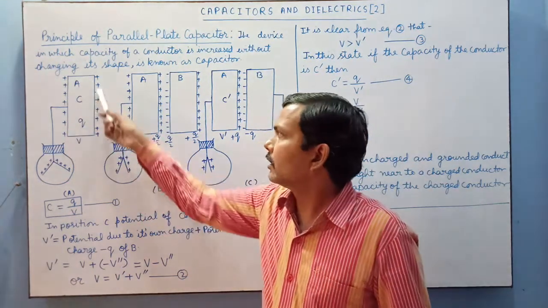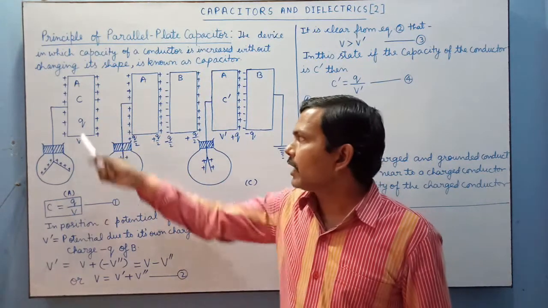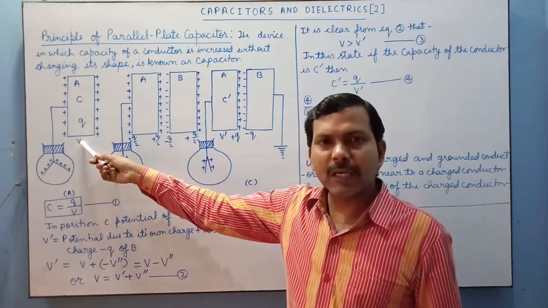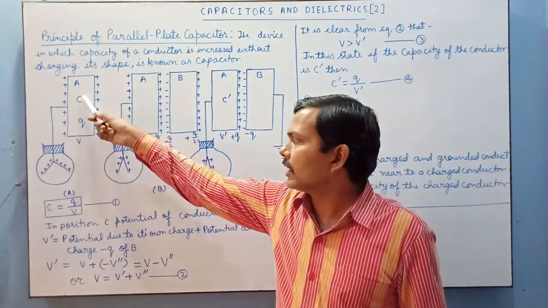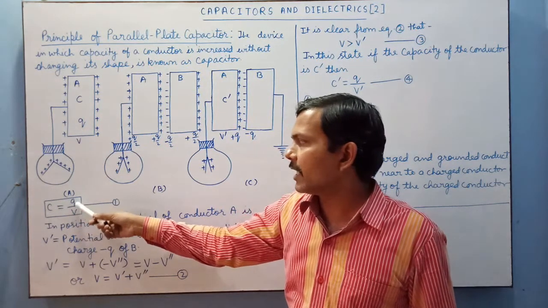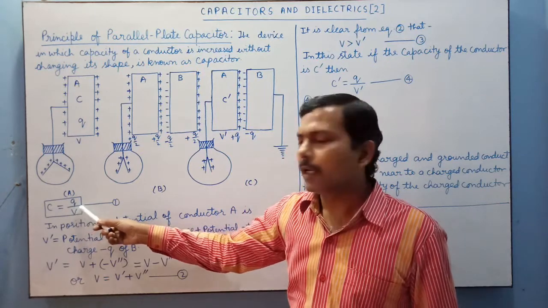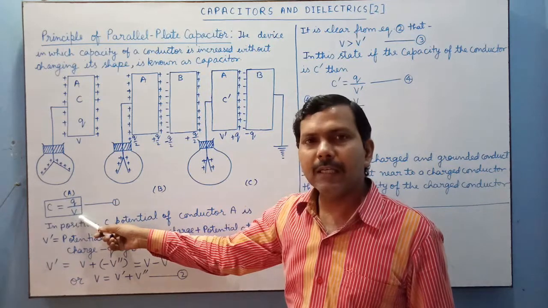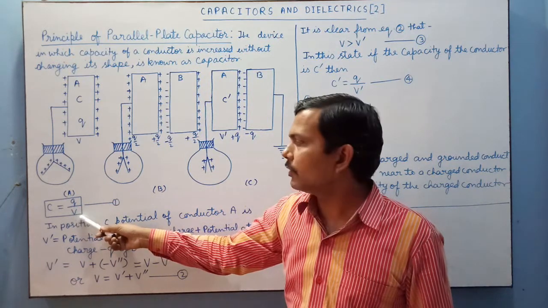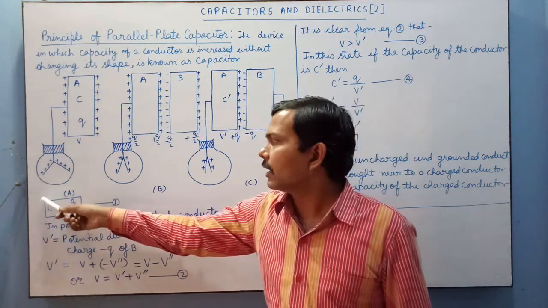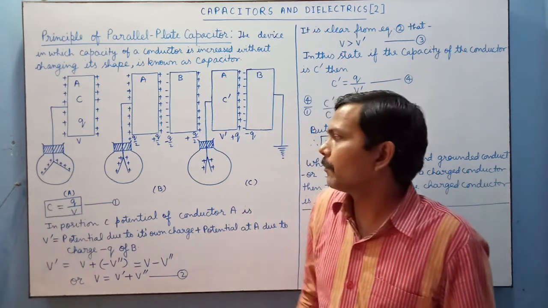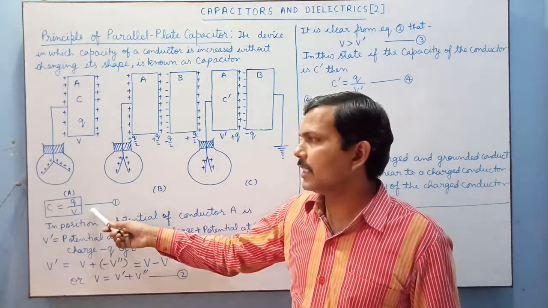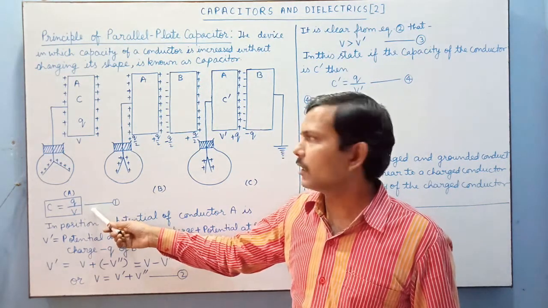We will consider a conductor A. If charge Q is given to the conductor, and its potential becomes capital V volt, then the capacity of the conductor C will be given as Q by V. Now if anyhow we are able to decrease the potential V of the conductor, then the capacitance of the conductor increases. So this is one of the methods by which we can increase the capacitance of the conductor.